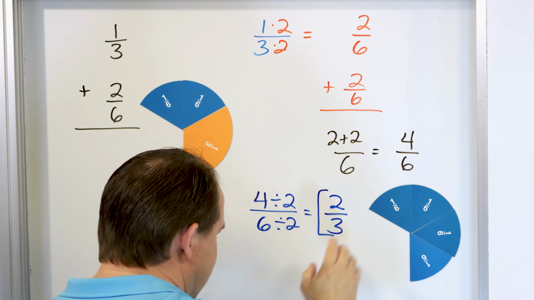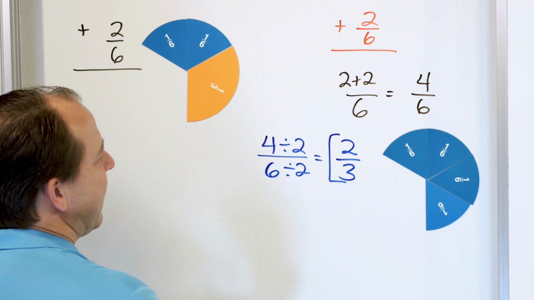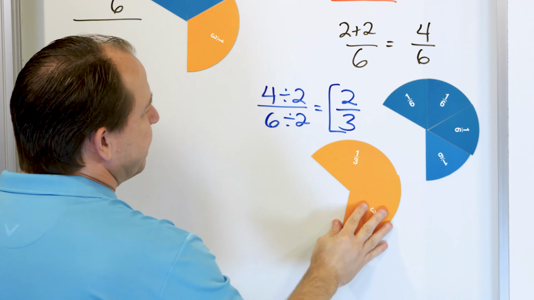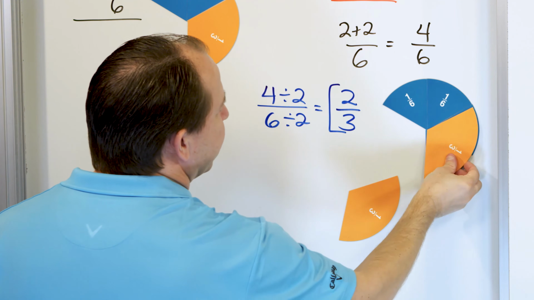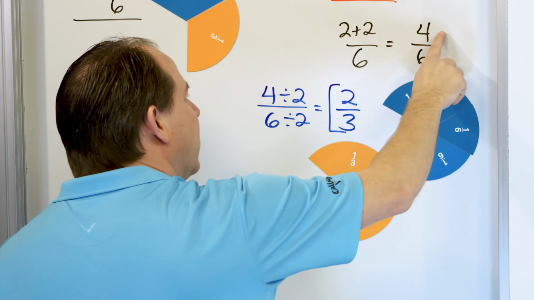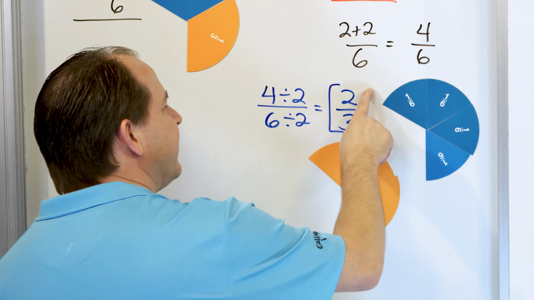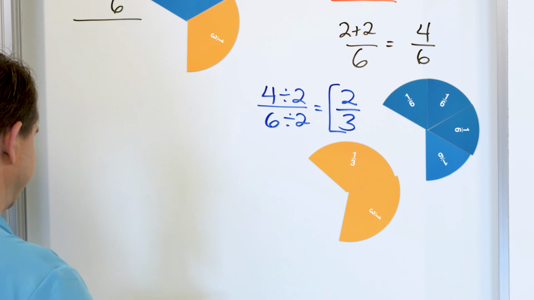So 4/6. But we said that that's also equal to 2/3. So we have here 1/3, and then we have 2/3. And of course, if we align them up, you can see that that's exactly the same thing. This one covers these, and then another one covers these. So yes, 4 out of 6 pieces is the exact correct answer when we add them, but we can simplify this to 2/3, which is a simpler way of writing the exact same fraction.